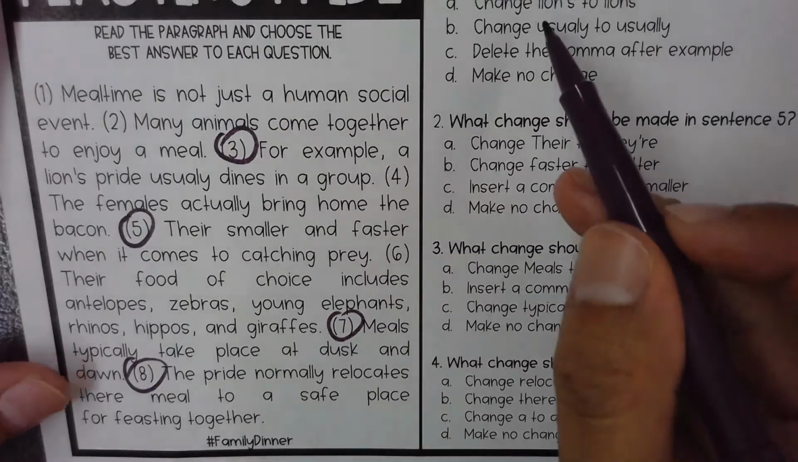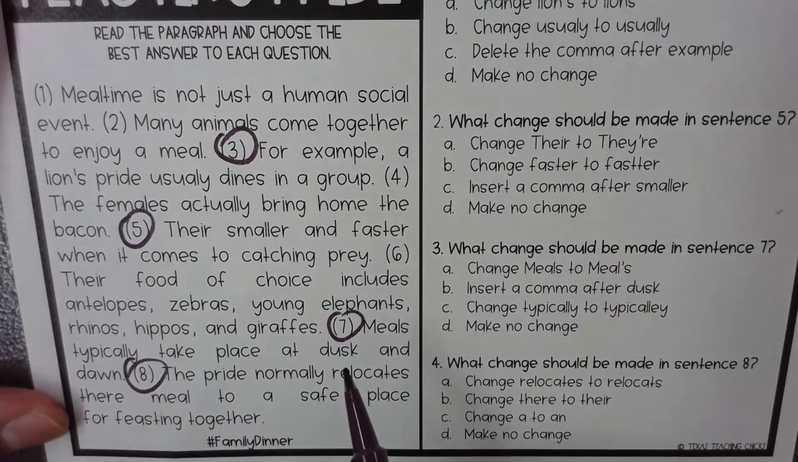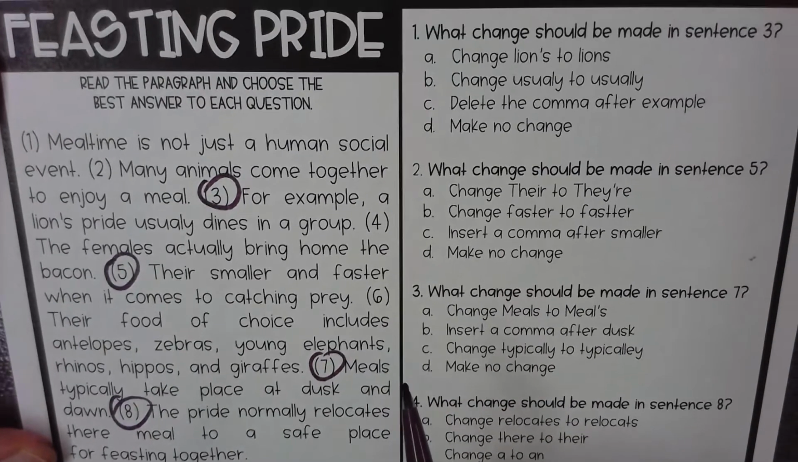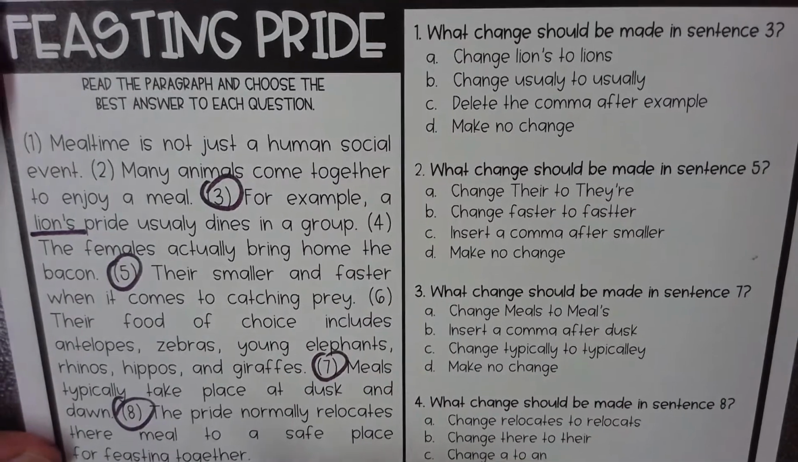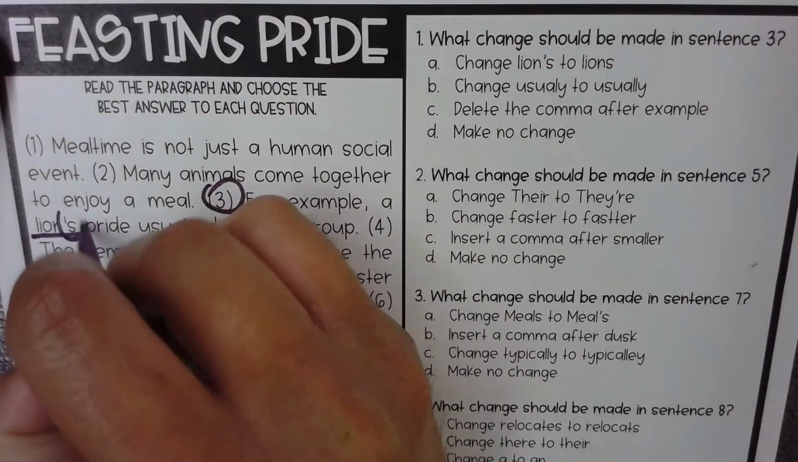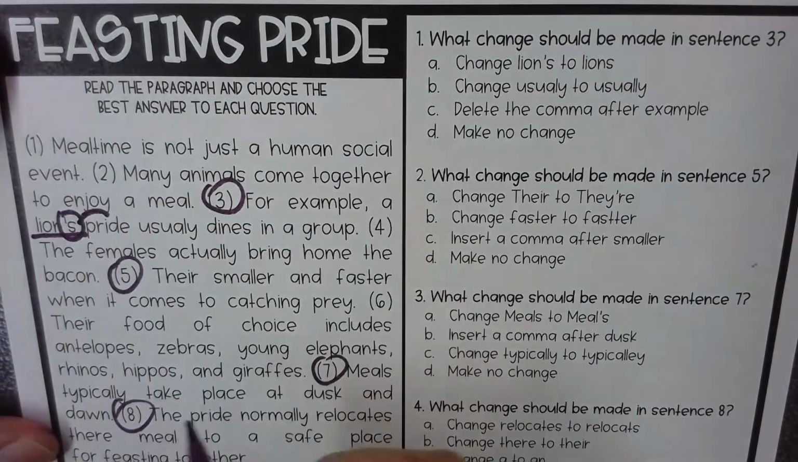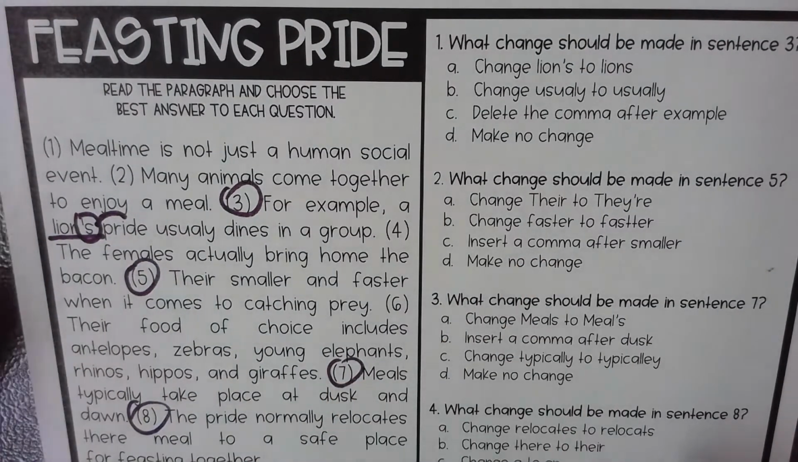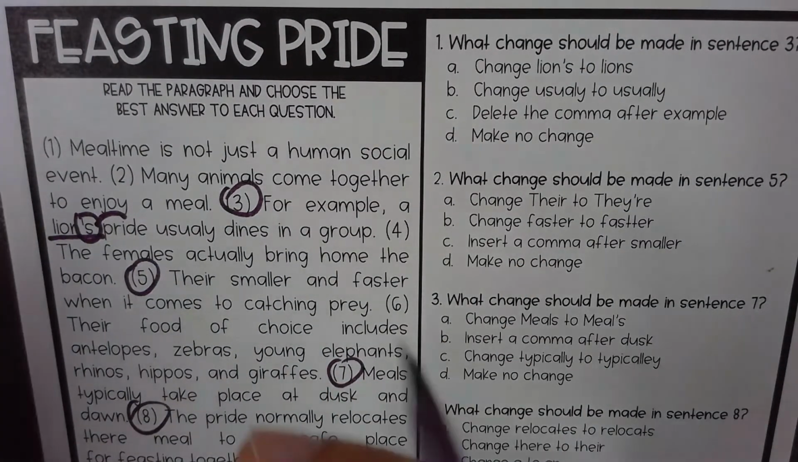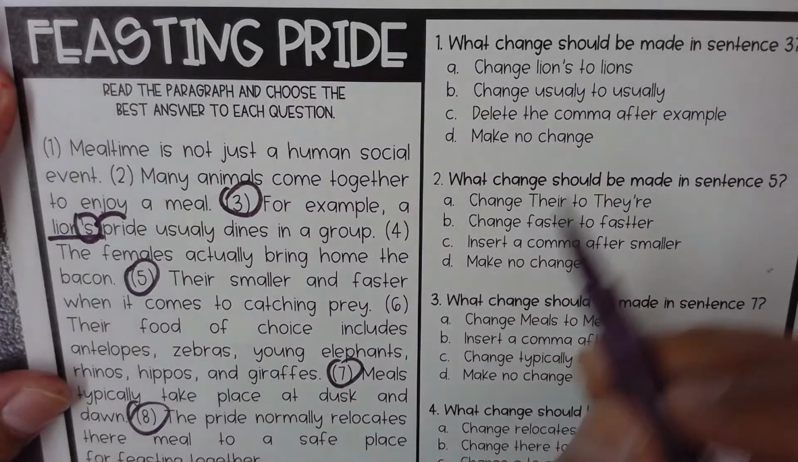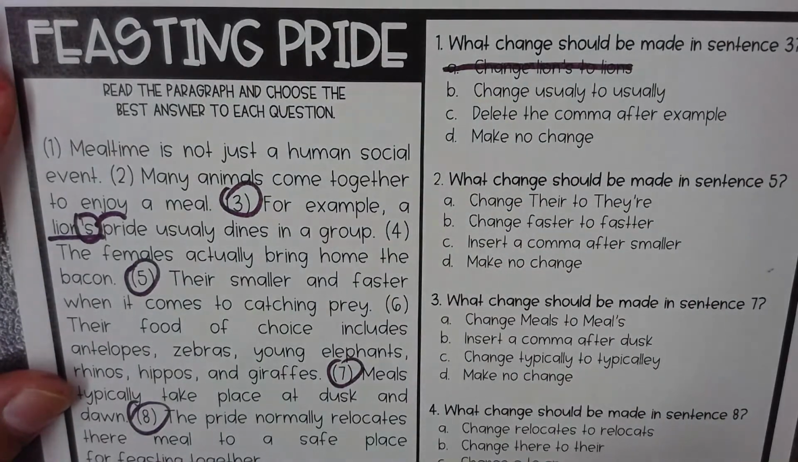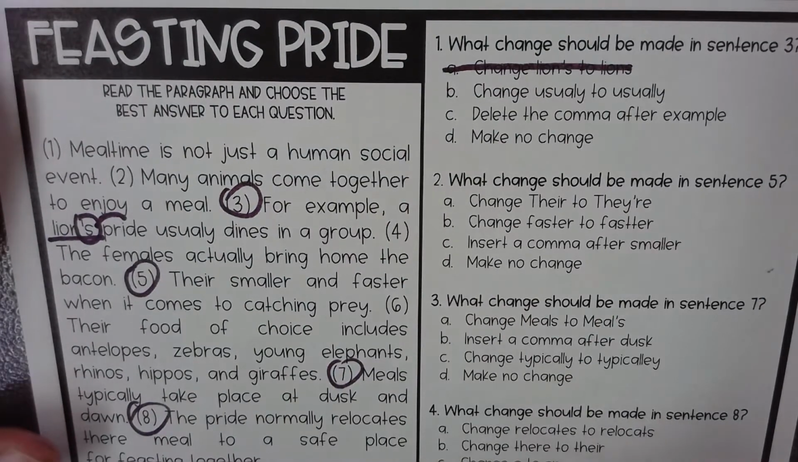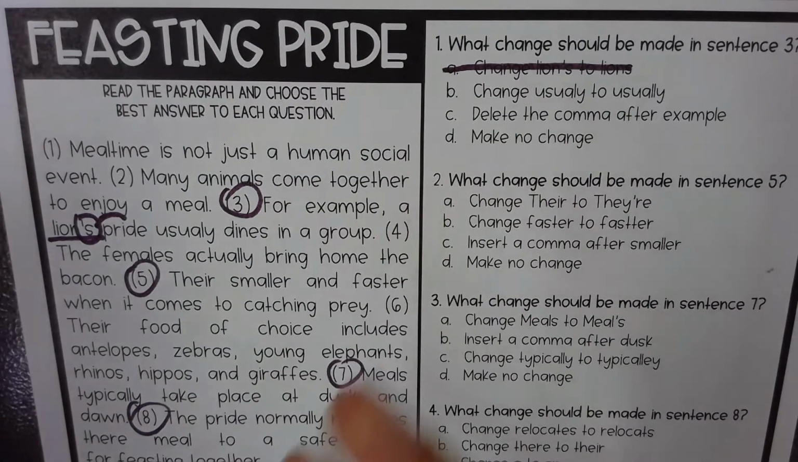So they want me to change lion's to lions with no apostrophe. So I'm going to underline it. And the apostrophe is needed because it's telling us that the pride, the group of lions, belongs to the lion. So it's not going to be A. We do need that apostrophe, and it shows ownership. The pride belongs to the lion.